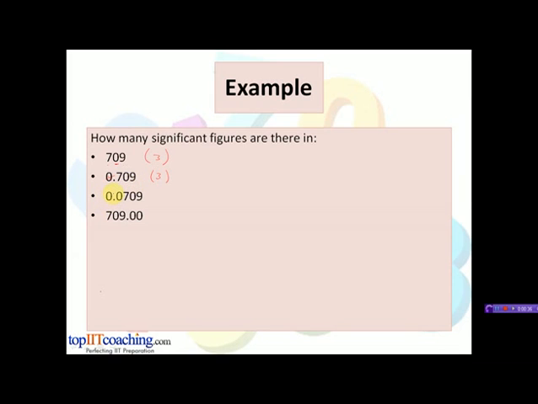In this number, this 0 will not be considered significant, but this 0 is placed after the decimal point, so we have four significant figures in this number. In this number again, the two zeros are placed after the decimal point, so the total number of significant figures will be 1, 2, 3, 4 and 5.